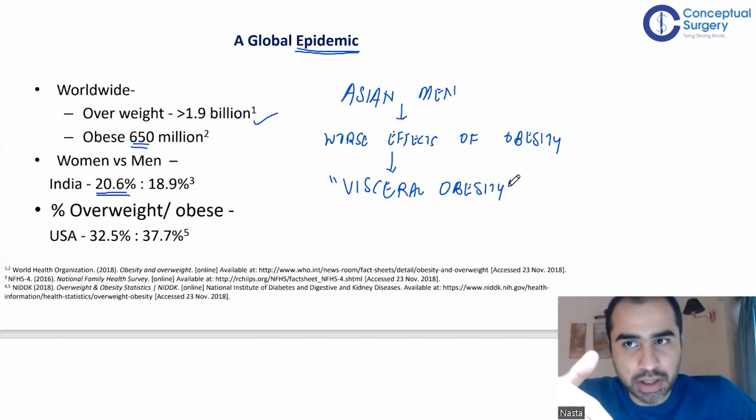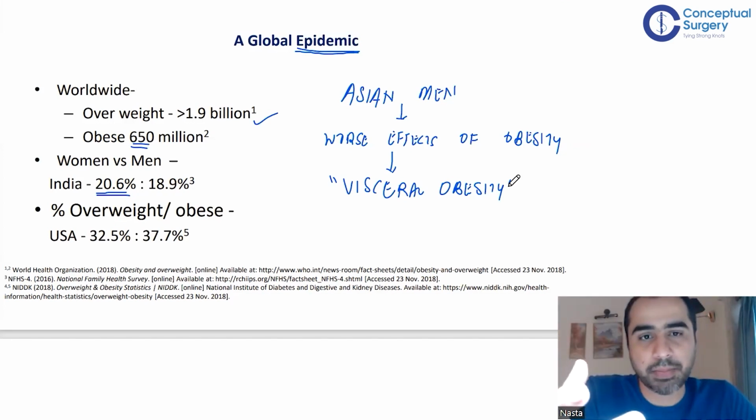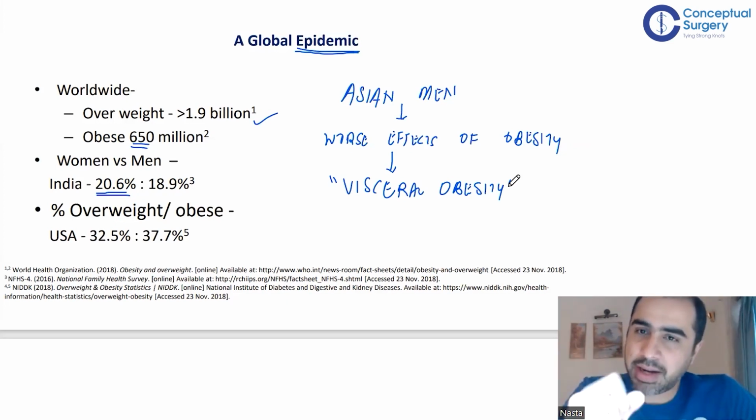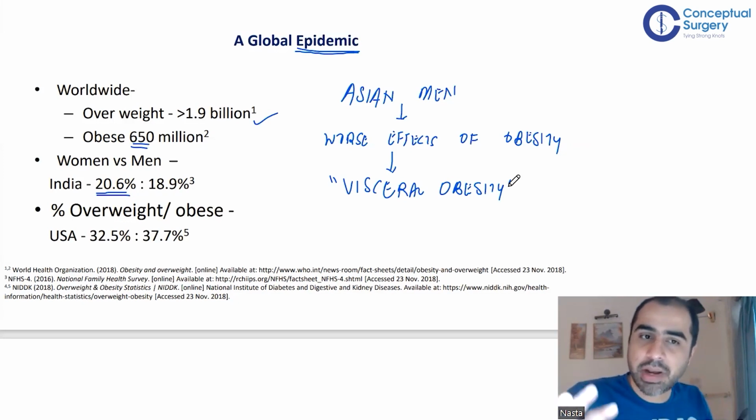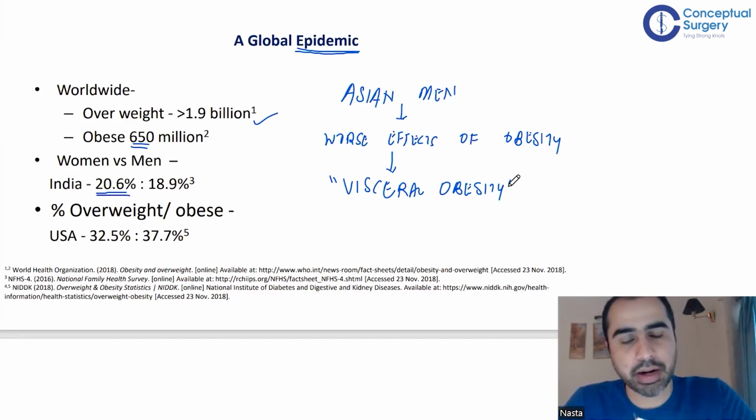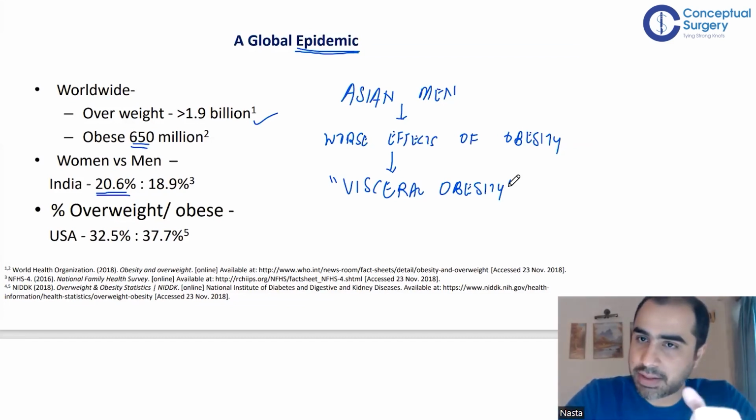When you do laparotomy in them, you will see a lot of mesenteric fat, peritoneal fat, very big liver, pancreatic fat, intestinal fat. Fat inside is very high. And that perhaps is linked to worse obesity-related outcomes. So, though man and woman can have the same BMI, the effect is usually seen more in men. That is because of visceral obesity.